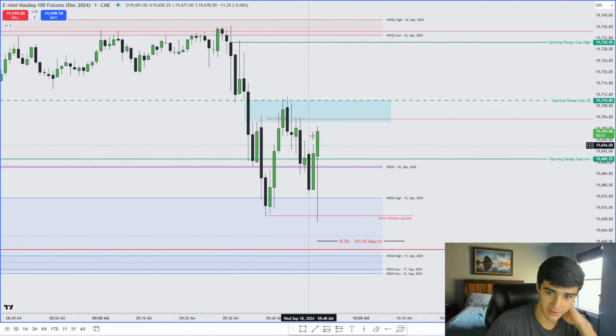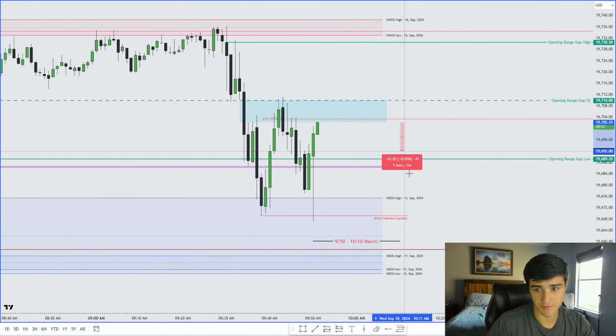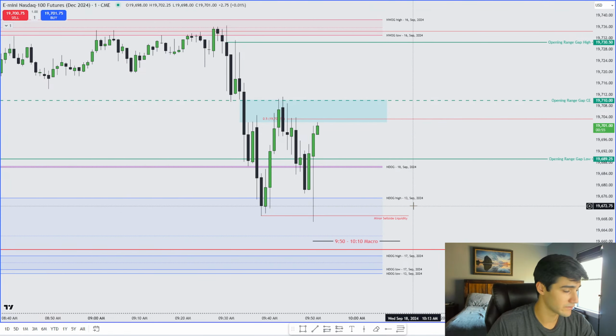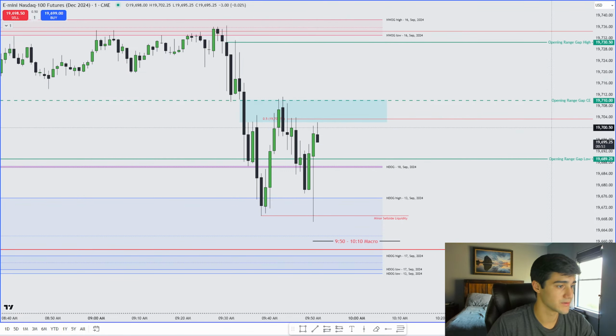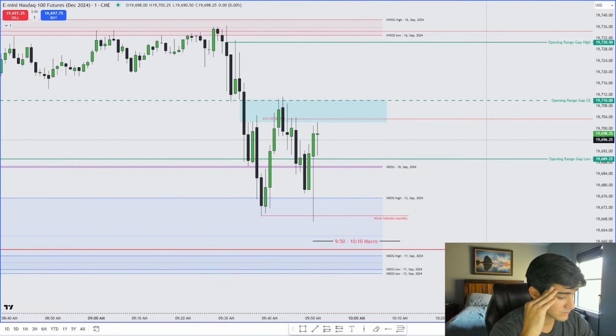So we have a stop run there. Now we're aggressively spooling higher. We can use this macro to give some information about what this price wants to do. So we have a large lower wick on the 15-minute time frame. Nothing's really clear, nothing's really setting up at this moment.